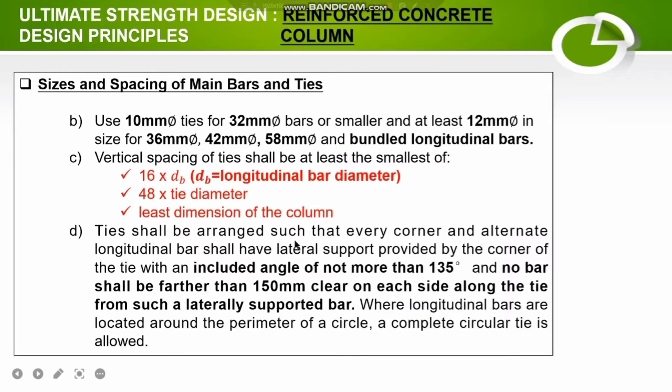Ties shall be arranged such that every corner and alternate longitudinal bar shall have lateral support provided by the corner of the tie with an included angle of not more than 135 degrees, and no bar shall be farther than 150 mm clear on each side along the tie from such a laterally supported bar. Where longitudinal bars are located around the perimeter of a circle, a complete circular tie is allowed.